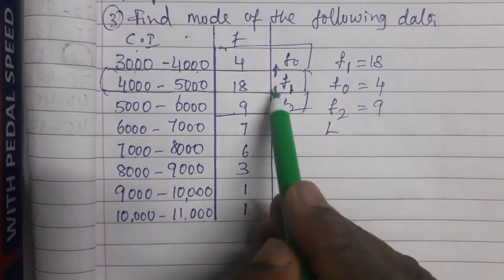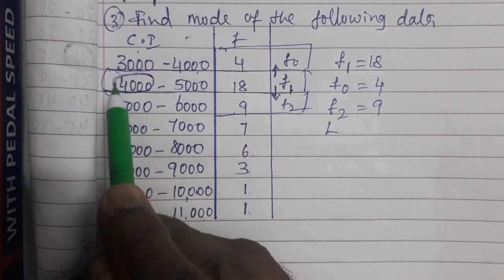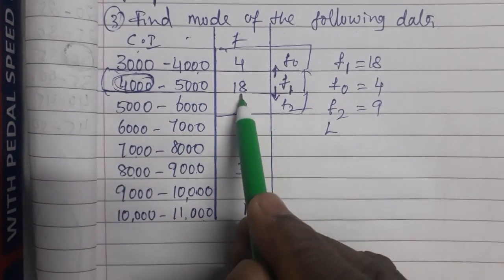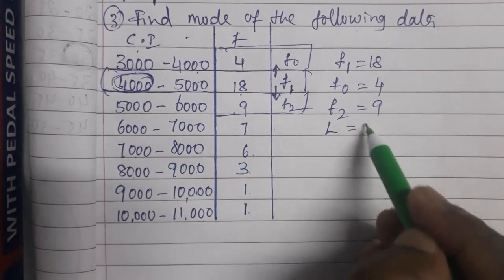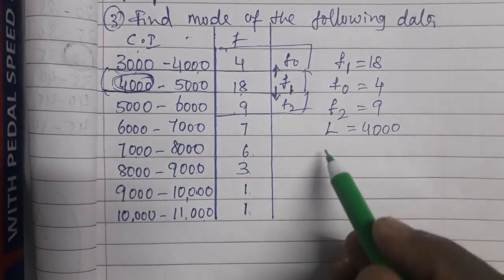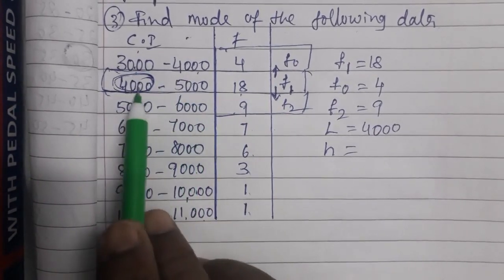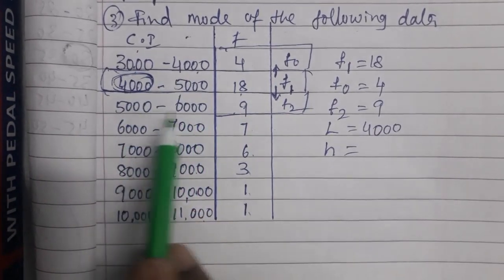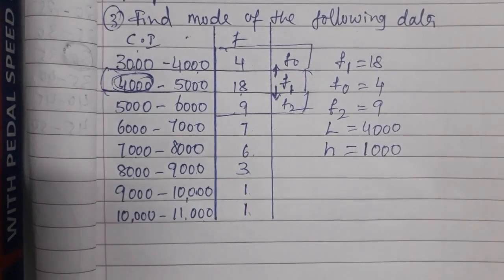I want L. L means the lower limit of the class interval having the highest frequency. This is called the modal class. 4000 is the lower limit. Next, I need the size of the class interval. If you notice, 3000 to 4000 is 1000, 4000 to 5000 is 1000, 5000 to 6000 is 1000. That means the size of the class interval H is 1000.